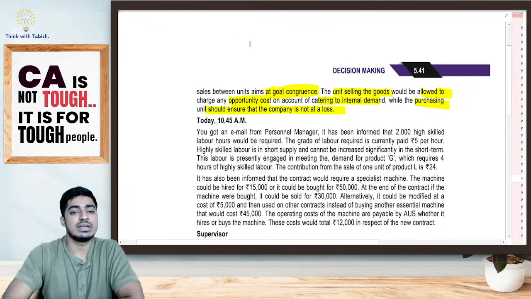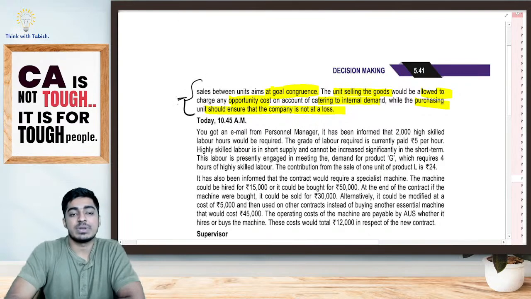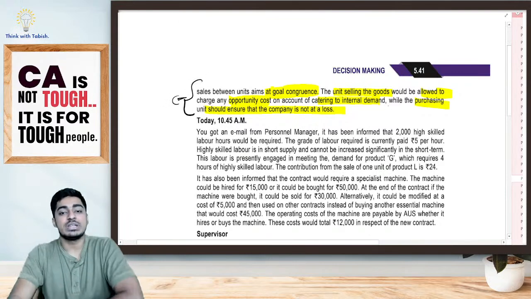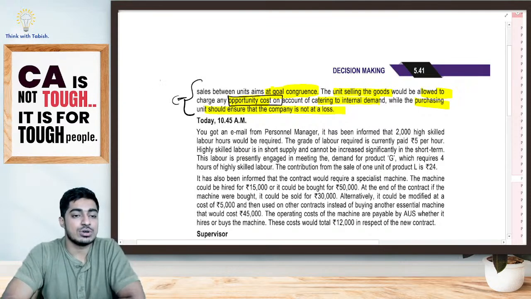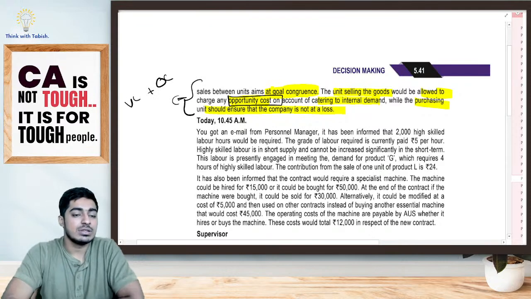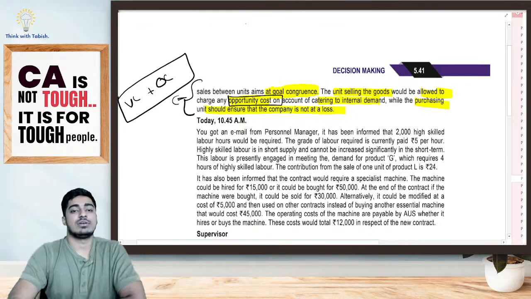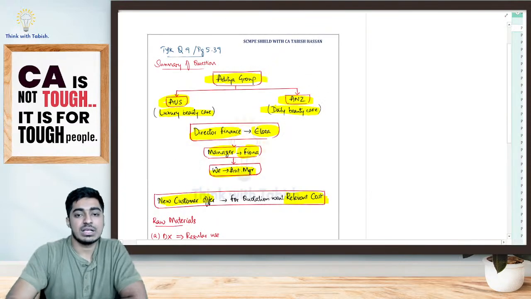So what is it telling? We are transferring internally. What should be the transfer price? If there is any opportunity cost, that opportunity cost will be paid, and additionally whatever variable cost we are incurring will also be paid. Now look at this, students. Now let us come back here.